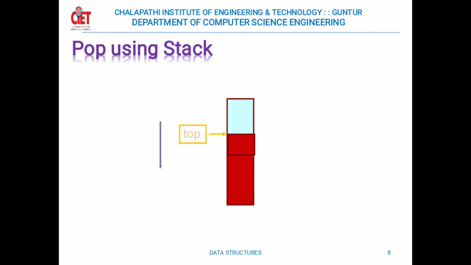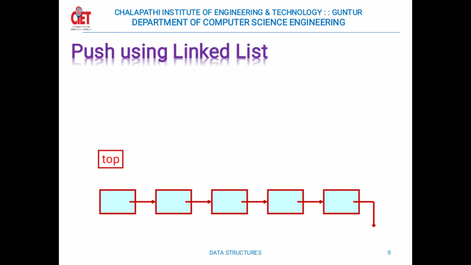Pop operation, it is used to remove one element from the stack top. When an element is removed, the top is decremented by 1 as shown below. It means the pop operation is executed.